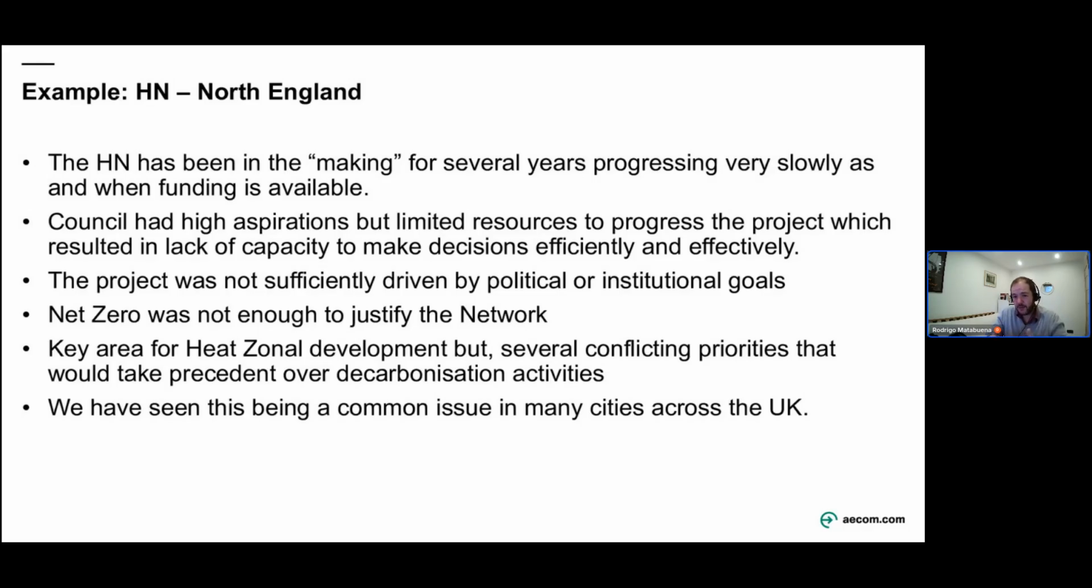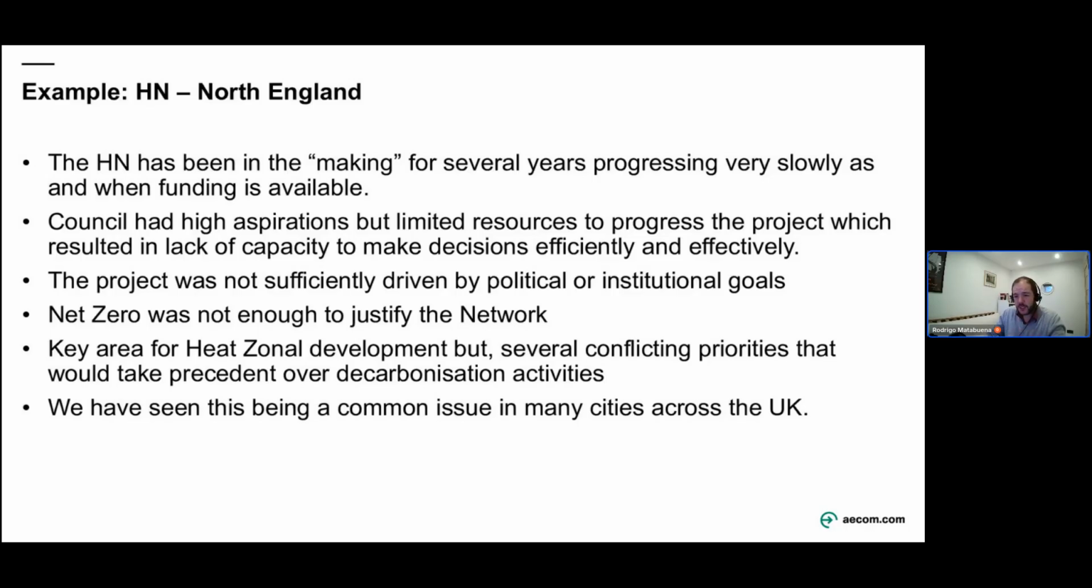They have to have political and institutional backup to drive these projects forward. And in this particular case, there was an ambition, but it was not properly reflected in maybe the corporate plan from the council or the council's manifesto, things like that. I will argue that this is probably a true setting for a lot of towns across the UK.